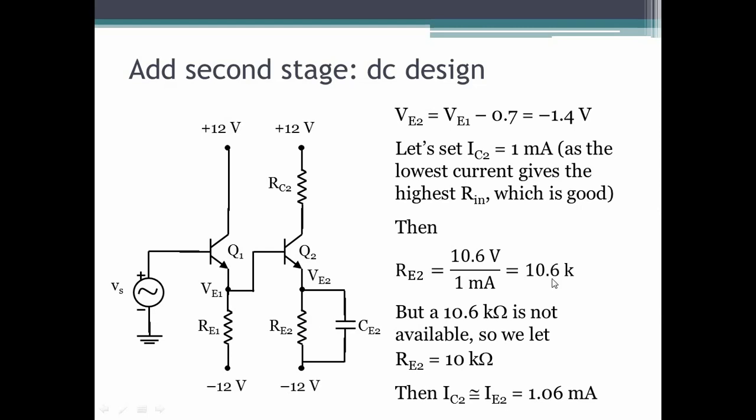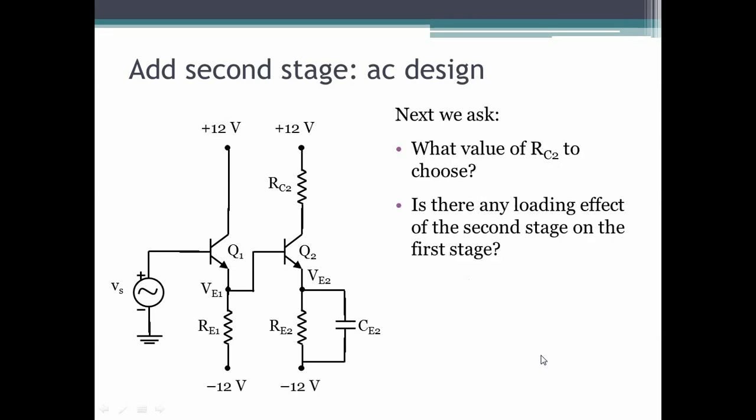Okay, so we get Re2 equal to 10.6 kilo ohms. But now you recall that we are given a discrete set of values for the resistances, and there is no 10.6 there. The closest is 10, the next is 12, so we'll make it 10. It really doesn't matter much whether it is 10 or 10.6, so we'll make Re2 equal to 10, and with Re2 equal to 10 we can recalculate the collector and emitter currents to be 1.06 milliamps. So that is our DC design. Okay, then what do we do next?